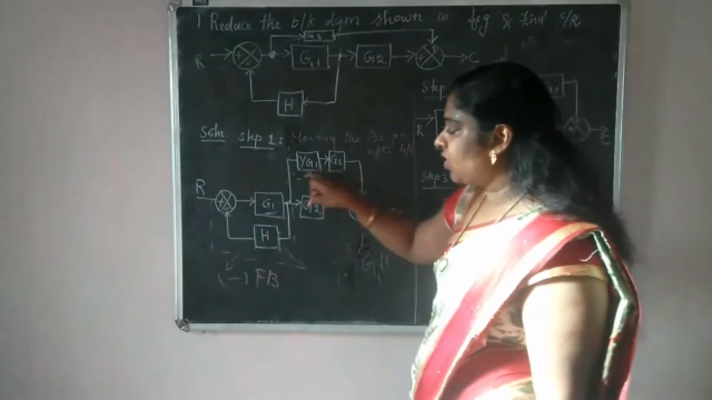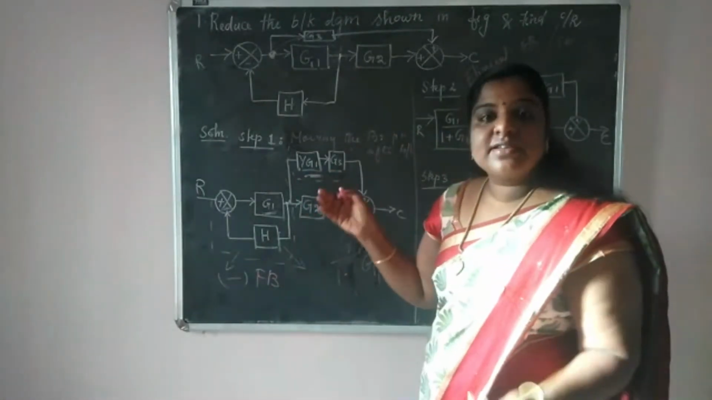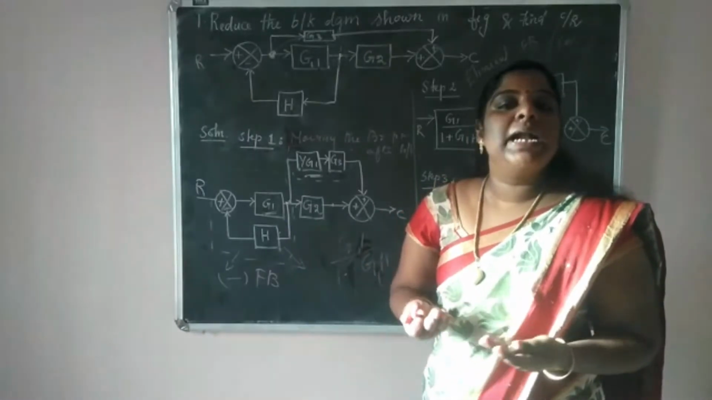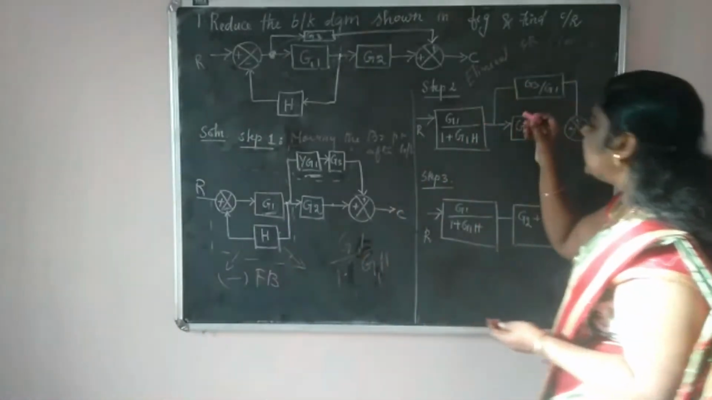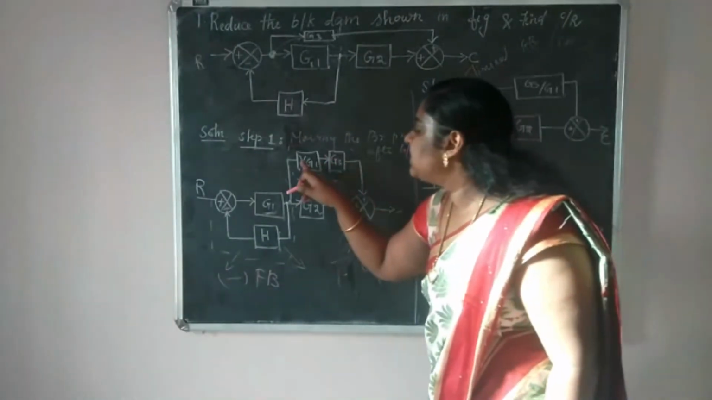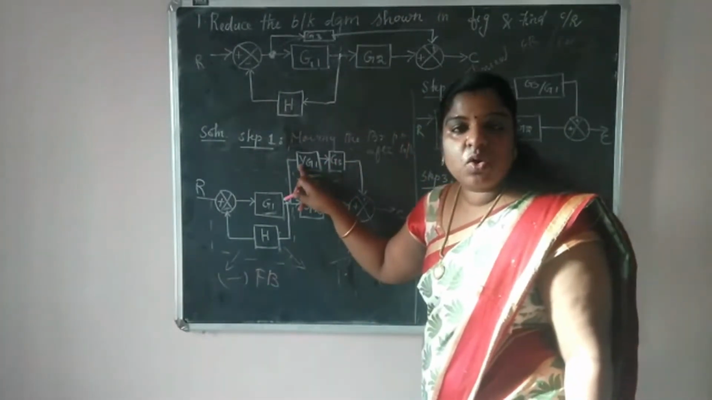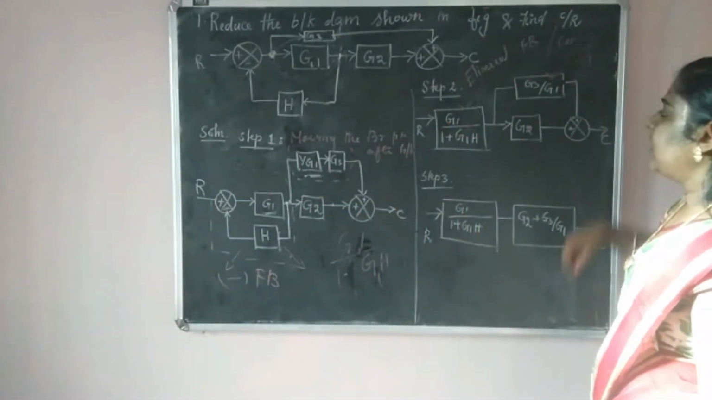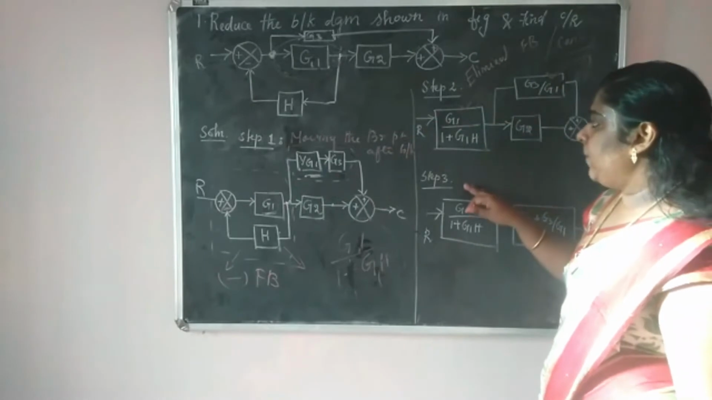Next here we have two blocks in cascade. Cascade in the sense both are in series. If two blocks are in series, we have to multiply the two blocks. So I am multiplying these two blocks. G3 into 1 by G1 is equal to G3 divided by G1. So I have written it like this, in step 3.